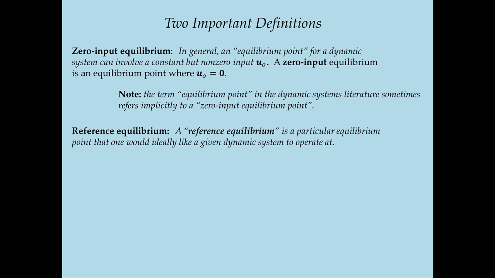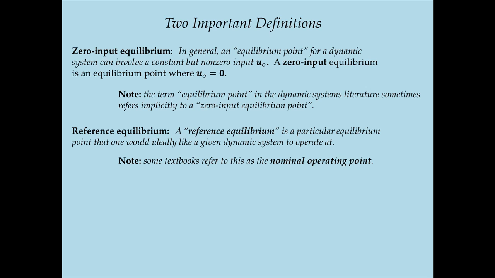So a reference equilibrium is a particular equilibrium point that one would ideally like the given dynamic system to operate at. Okay? In some textbooks and references, the expression reference equilibrium is replaced with nominal operating points. So some textbooks will talk about nominal operating points, and that's essentially the same as a reference equilibrium.